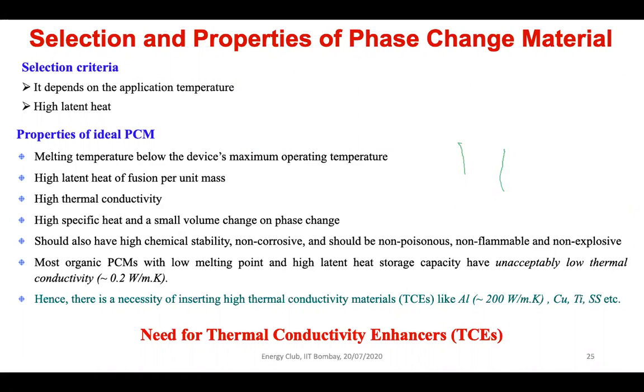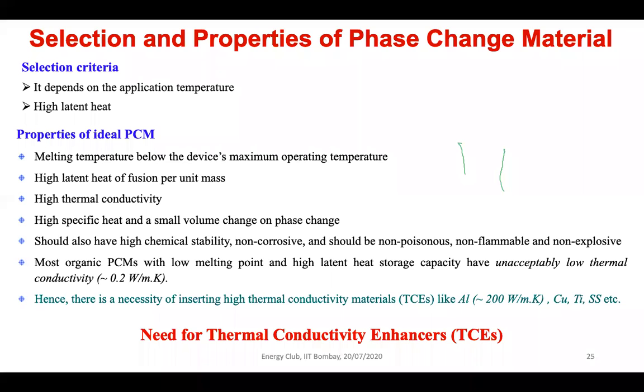Also, one more thing we have to understand: as we are utilizing latent heat of fusion, I need a high latent heat, meaning I need more energy stored in the form of latent heat. Other properties of an ideal PCM are that it should have high thermal conductivity, high specific heat, be chemically stable, non-corrosive, non-poisonous, non-flammable, and non-explosive. However, all these properties are not available in any one material. So now the research actually starts from here.